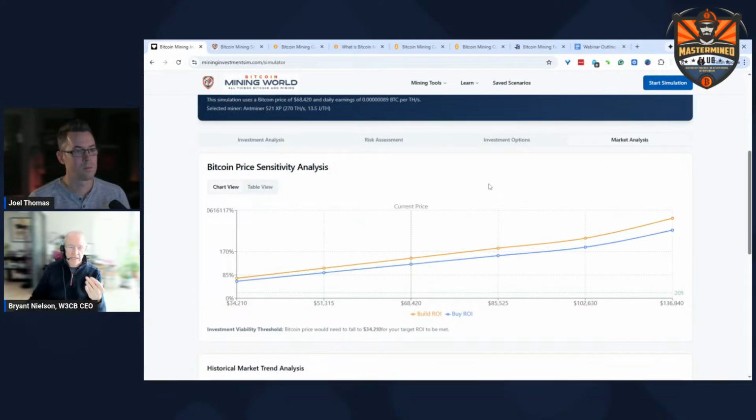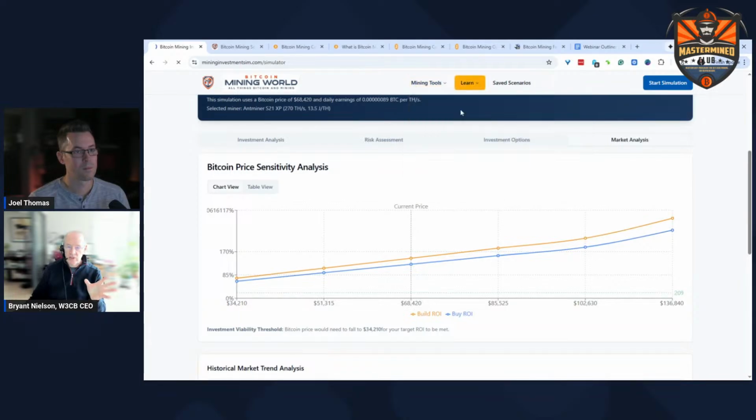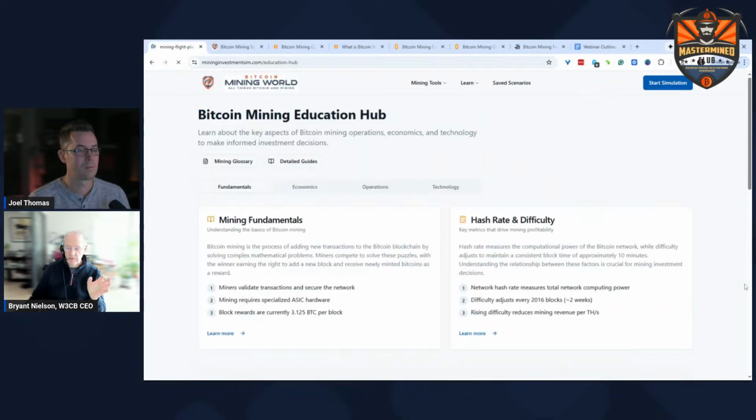And of course, here is the sensitivity analysis that it runs for Bitcoin pricing as it's going forward. You have the ability to save these scenarios, and of course, there are learning and education hubs built into this that allow you to understand both the terminology and the economics and operations. These include detailed guides that you can download. And of course, all of this is available to you from Bitcoin Mining World.